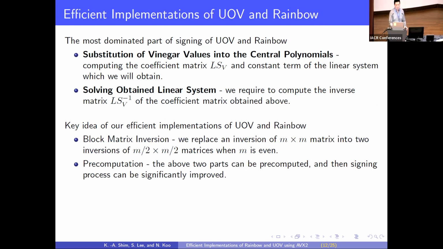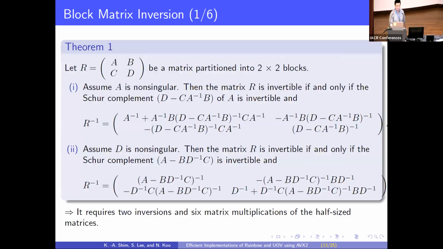So our key idea is like this. The first one is the block matrix inversion. We can replace an inversion of an M by M matrix with two inversions of M over 2 times M over 2 matrices when M is even. And the other one is pre-computation. These two parts can be pre-computed and hence can be omitted in actual signing.